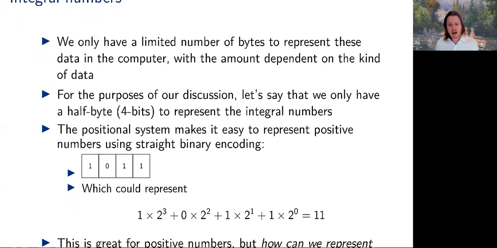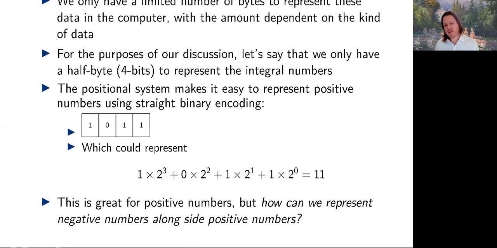So the positional number system makes it easy to represent positive numbers using straight binary encoding. For instance, we could use all 4 bits to encode the decimal value of 11. This is great for positive numbers, but the question becomes, how can we represent negative numbers alongside positive numbers? We're going to consider 2 different ways. One way we'll see is going to be a little problematic. The next way is going to be how we can effectively use 4 bits to satisfactorily represent both positive and negative numbers in a way that makes sense when it comes to basic arithmetic.